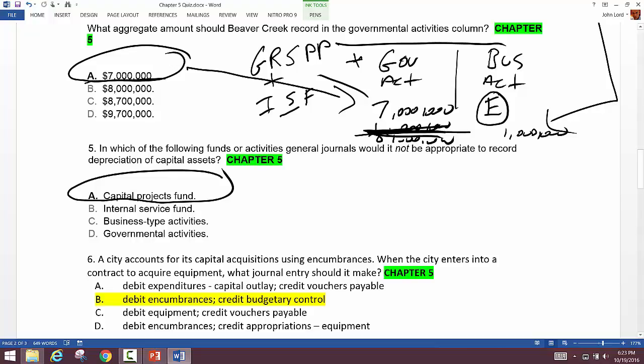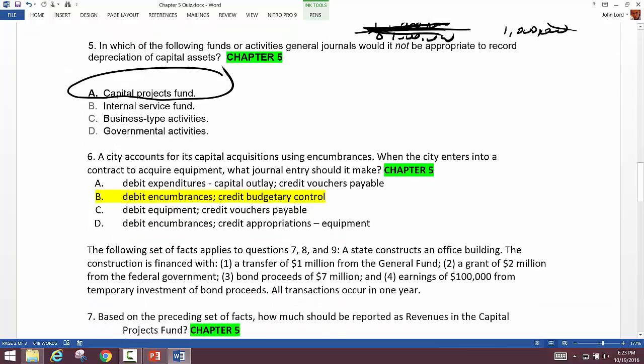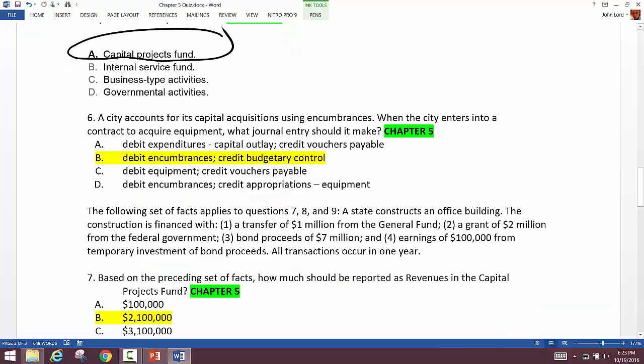Okay, good. A city accounts for a capital acquisition using encumbrances when the city enters into a contract to acquire equipment. I mean, I'm calling this Chapter 5. This really was what? Chapter 4, Chapter 3?